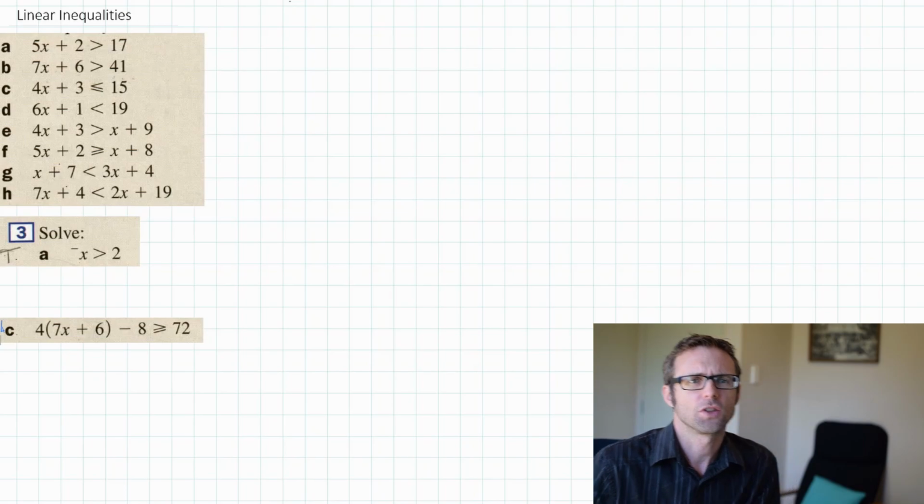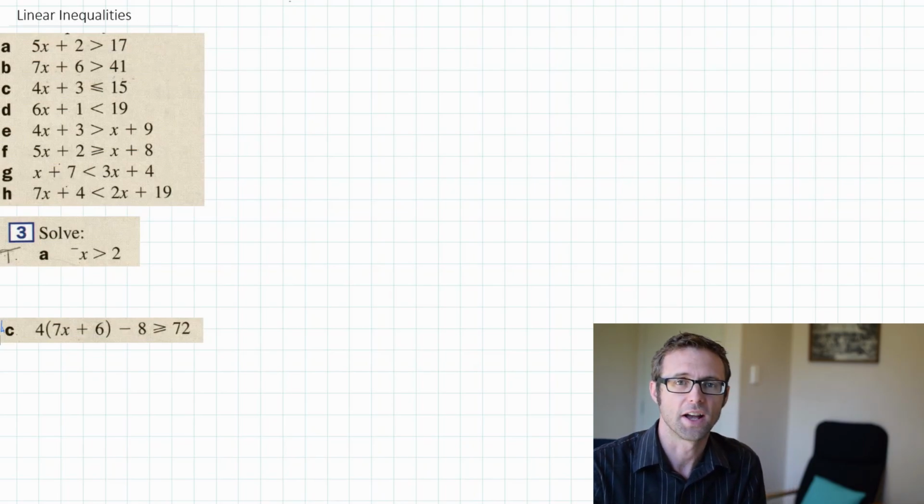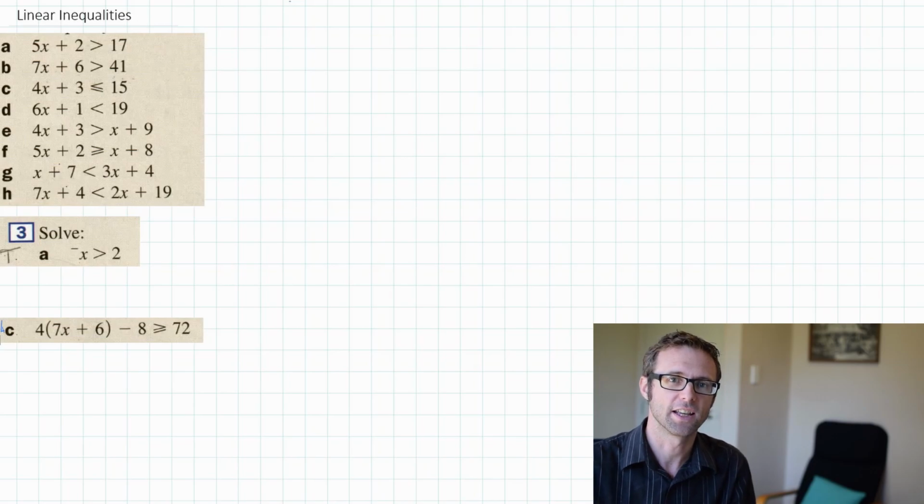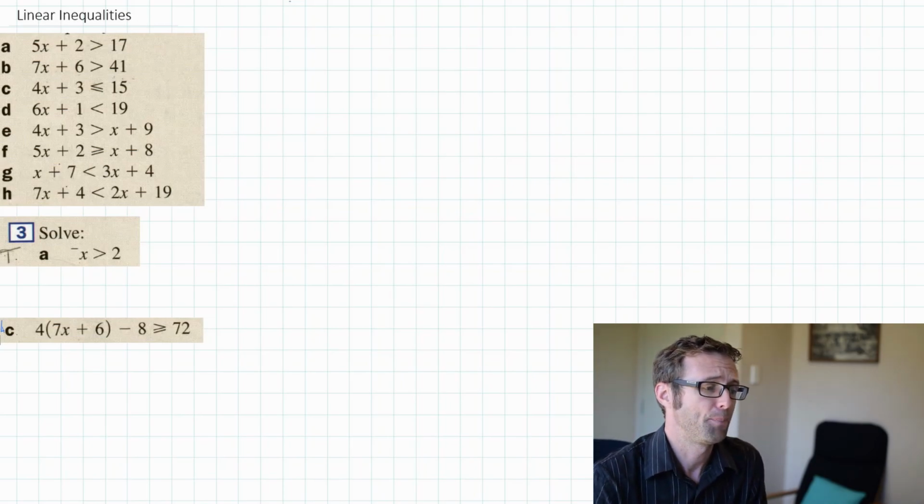You have come across algebra where you have an equal sign and you've solved these. This is an equation where each side is equal, and a linear inequality is where you have one side that is greater or less than the other side, and you've got to solve and find out what x must be greater or less than. So that's all we're doing. It's a very similar process. There are a couple of tricks which I'll show you that you need to be aware of for this exercise.